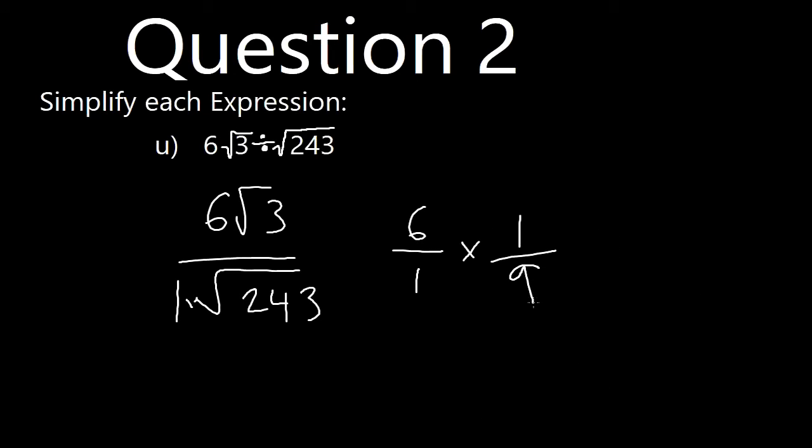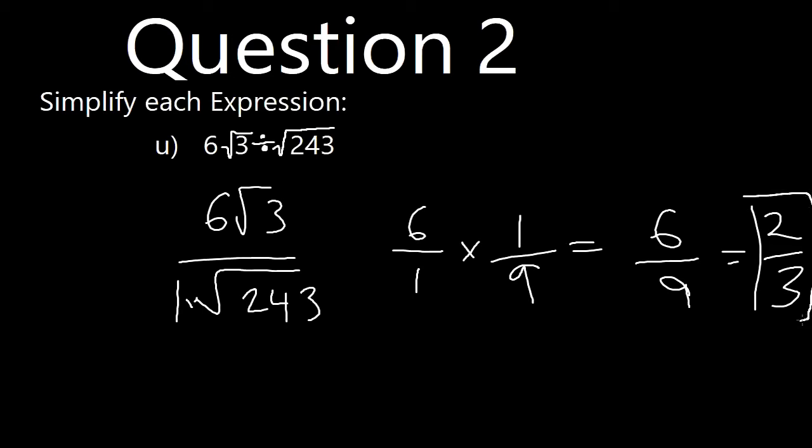So we've replaced it with 1 on 9, and then once we do this, because we've got two fractions, when we multiply fractions, we just go straight across. So we then get 6 on 9. Now we can simplify this even further because they both have a common factor of 3. So 6 divided by 3 gives me 2, and 9 divided by 3 gives me 3. So our total answer is going to be 2 over 3.